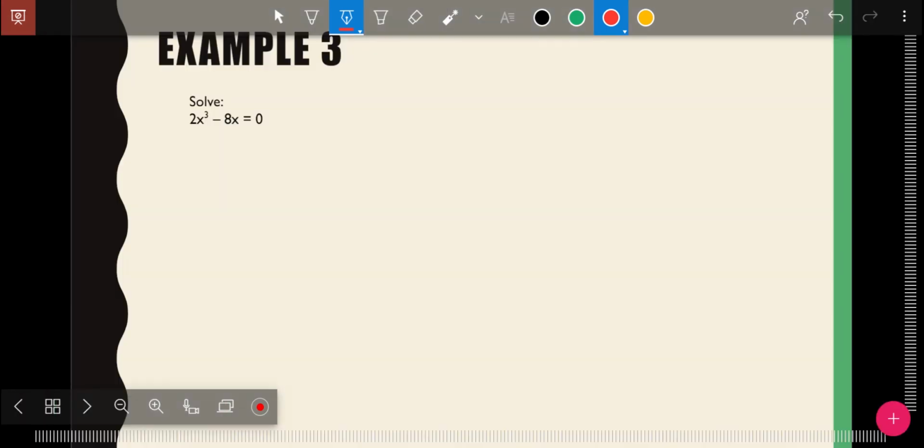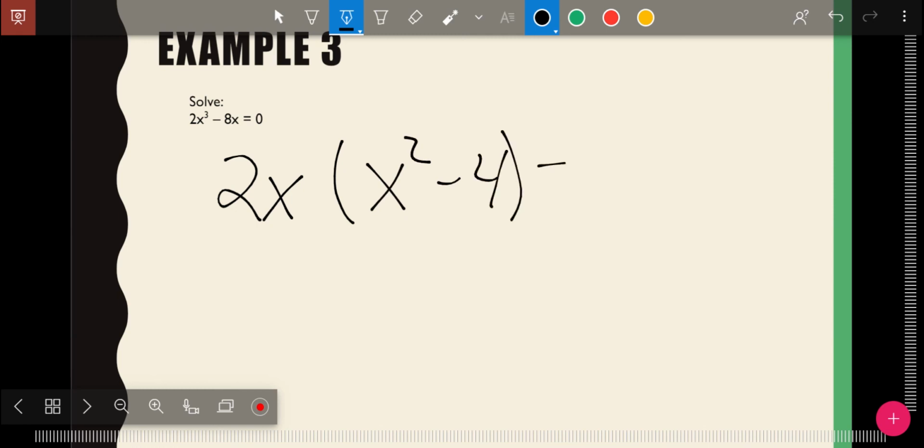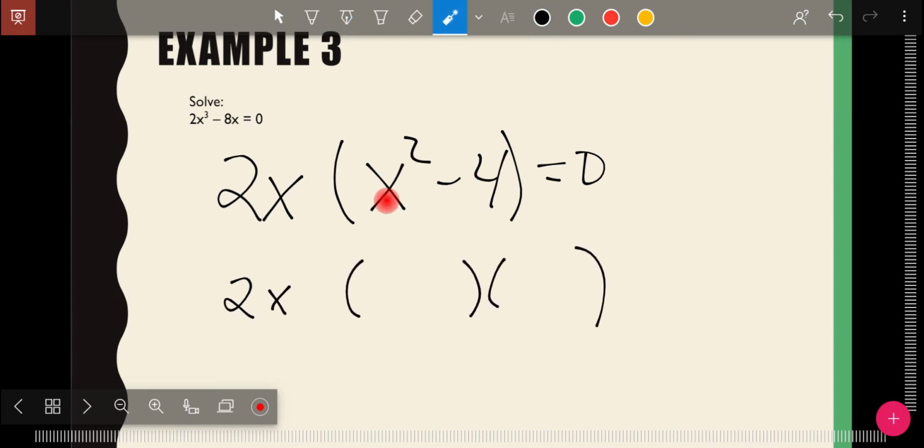Is there a greatest common factor? Yes, the greatest common factor is 2x. 2x goes into both things. Right. Now, does this break up more? Yes, it does. It's a perfect square. So 2x just stays 2x, but this one breaks up because it's a difference of squares. X squared becomes x and x. Has to be a difference, has to be minus. 4 becomes 2 and 2. And because it's minus, 1's plus, 1's minus.